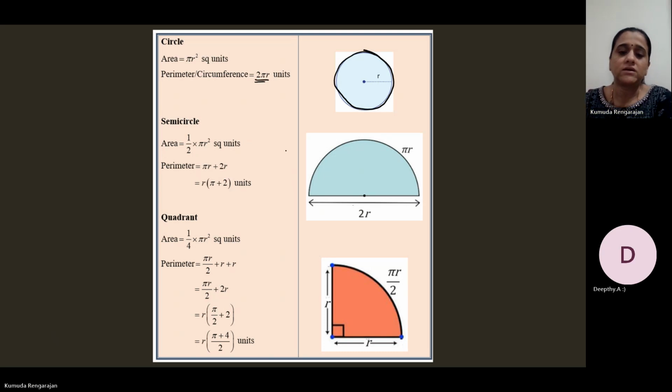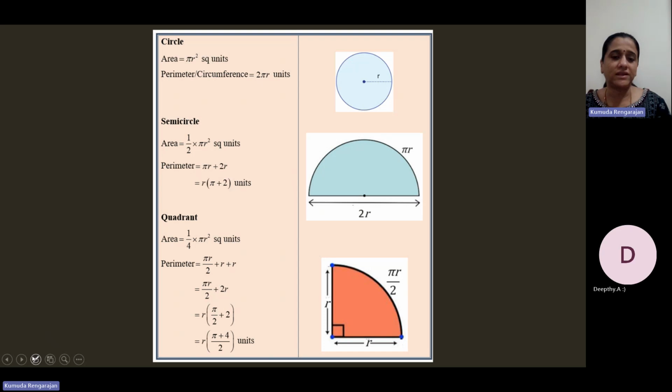And a semicircle is half of a circle, right? So the area of a semicircle will be half the area of a circle. Half of a circle is a semicircle. So the area of a semicircle will be half into pi r square, correct? But what about the perimeter of a semicircle? Now, this is how a semicircle looks like.